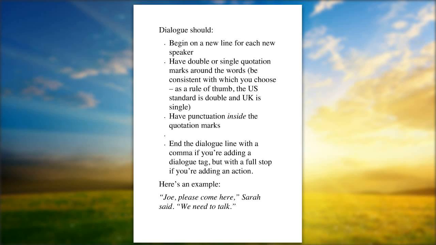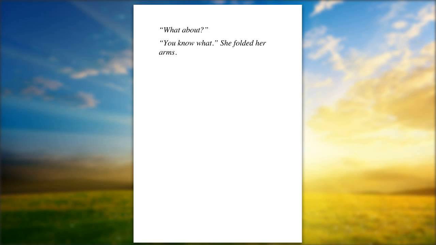We don't have "Joe, please come here," new line, "Sarah said," new line, "we need to talk," because it's Sarah talking the whole time. It's all one sentence. Because the next sentence is Joe, that drops down to a new line. And a new line again, because it's Sarah again. She folded her arms stays on the same line as the dialogue, because it's related to the dialogue. Right.